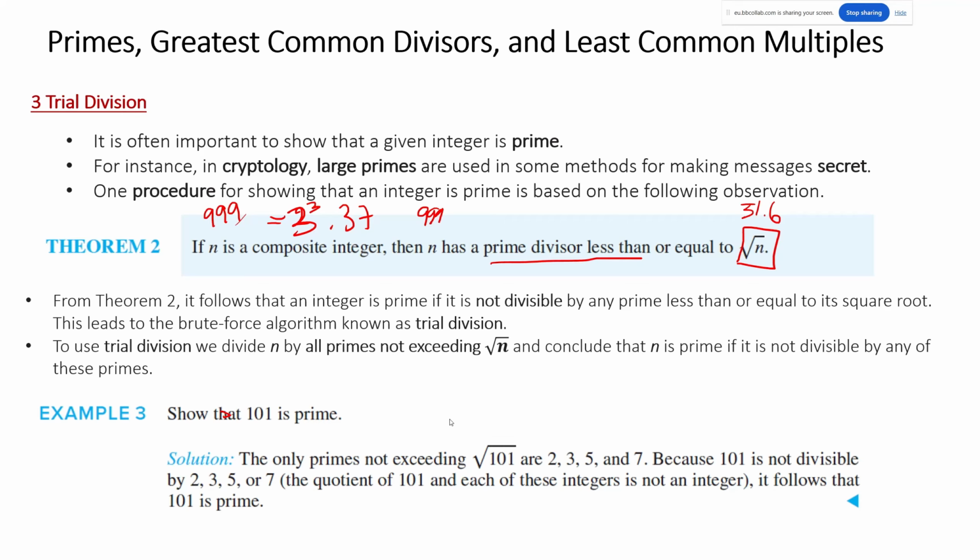If n is a composite integer, then n has a prime divisor less than or equal to square root of n. And we tried it with 100. It seemed to work because square root of 100 gives me 10, and we found that here all of them are less than 10, but here not all of them are less than 31.6. So what's the issue?